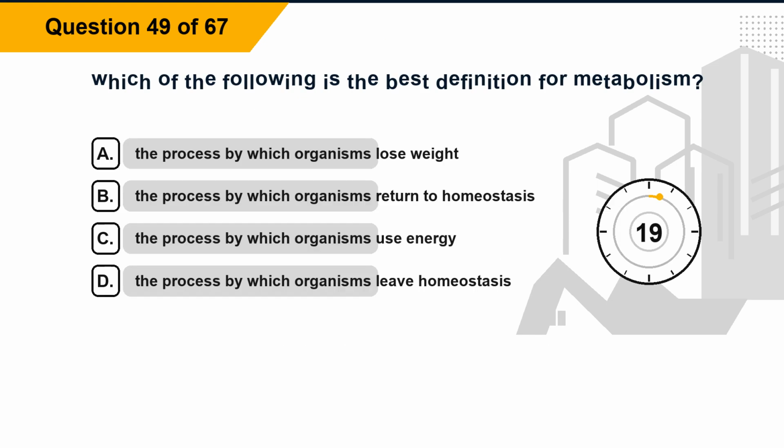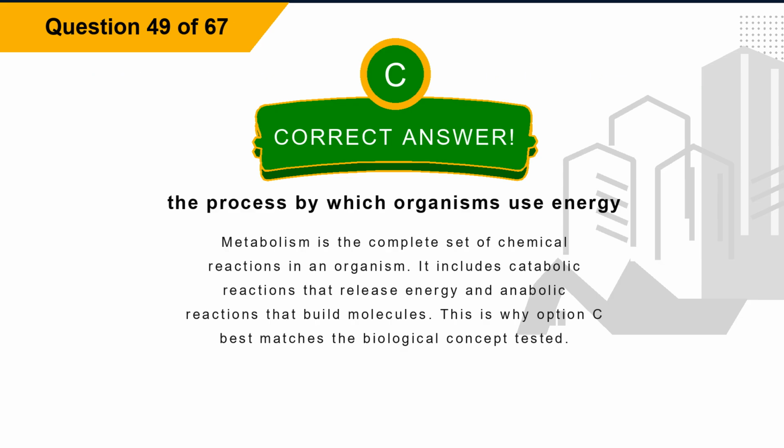Question 49. Which of the following is the best definition for metabolism? Option A. The process by which organisms lose weight. Option B. The process by which organisms return to homeostasis. Option C. The process by which organisms use energy. Option D. The process by which organisms leave homeostasis. The correct answer is option C, the process by which organisms use energy.